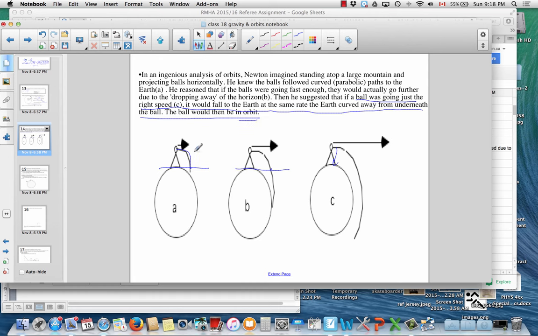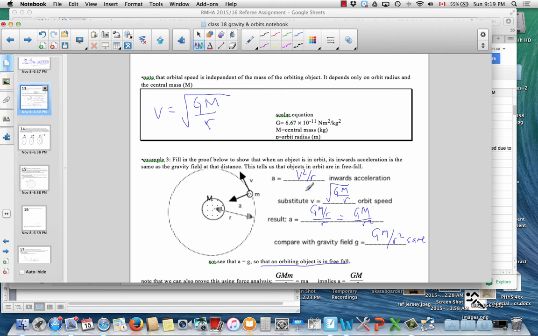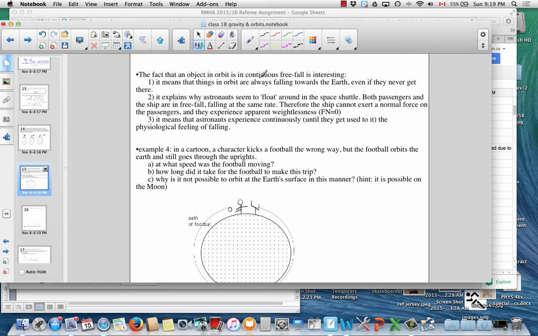So we know that this cannonball is in free fall once it's projected. As it goes around and around the Earth, you're constantly falling, but you're never reaching the Earth, which agrees with what we just derived here, that your acceleration when you're in orbit is the free fall acceleration. So that's very interesting. An object in orbit is in continuous free fall. So you're always falling towards the Earth, but you're never getting there.